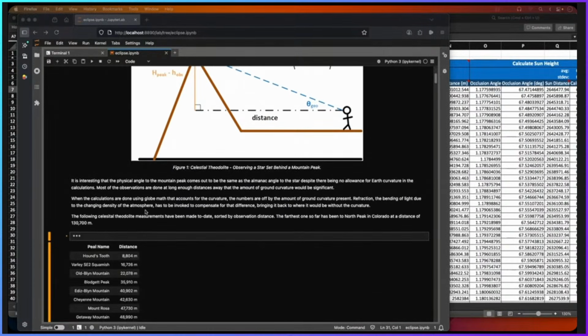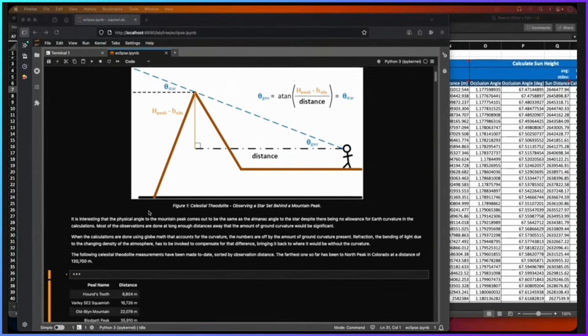It is interesting that the physical angle to the peak of the mountain comes out the same as the almanac angle to the star, despite there being no allowance for Earth curvature in the calculations. Most of the observations are done at long enough distances away that the amount of ground curvature would be significant. When the calculations are done using globe math, which accounts for the curvature, the numbers are off by the amount of ground curvature present.